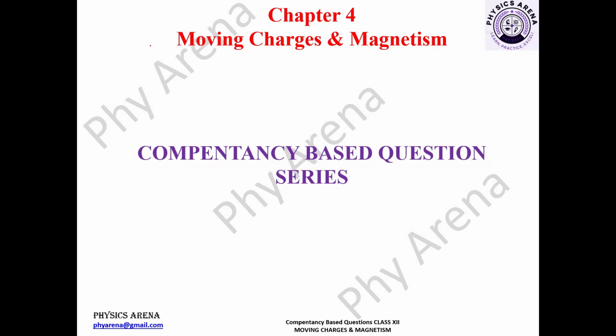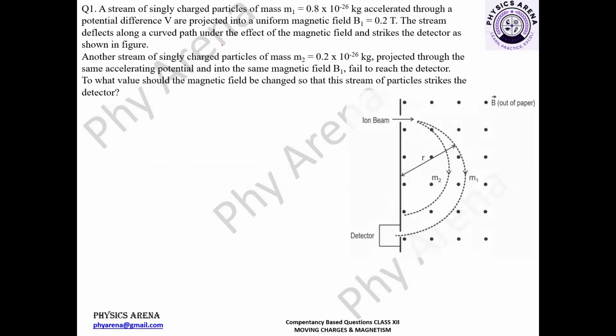So let's start with problem 1 of chapter 4, moving charges in magnetism. It says a stream of singly charged particles having mass m1 is accelerated through a potential difference V and is projected into a uniform magnetic field B1 that is equal to 0.2 Tesla. So this is your charged particle having mass m1, and it follows a circular path to reach the detector at this point.